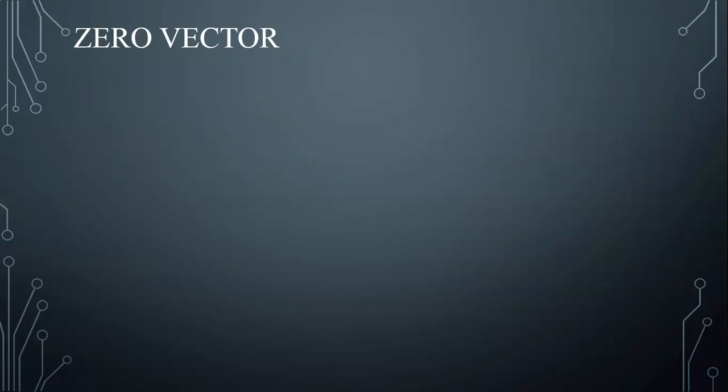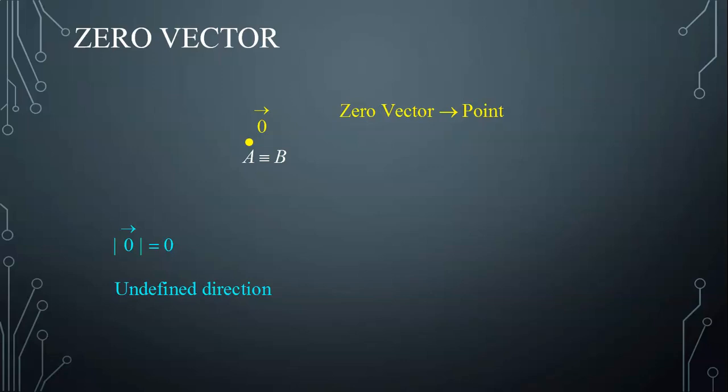Finally, what is a zero vector? Given a vector AB, vector AB would be a zero vector if the origin and its extremity coincide at one point, which means that point A and point B are the same point. So a zero vector is represented graphically by a point, which we denote by 0 with an arrow. The magnitude of the zero vector is equal to 0, and the direction of a zero vector is undefined.